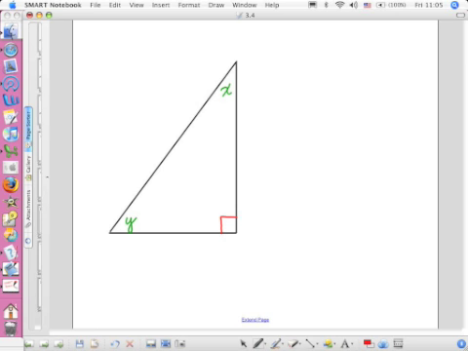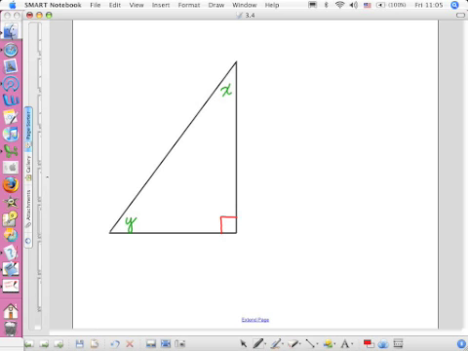A corollary is a statement that can be easily proved with a theorem. And how would we prove this? Well, all three angles have to add up to 180. So x plus y have to be 90. The triangle addition, actually. And if x plus y equal 90, then they're complements. Okay?